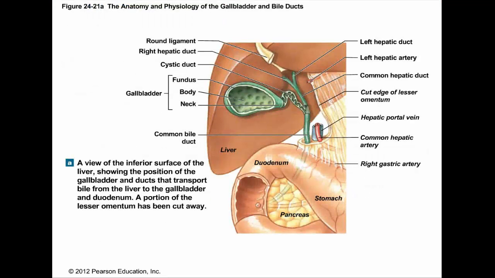Here we've got that representation again. You can see that it does look something like a pear, and you've got the cystic duct and you've got the hepatic duct joining together to form the common bile duct.